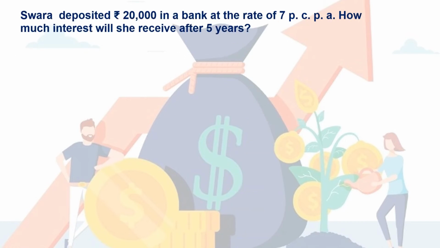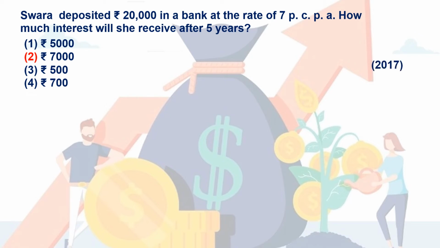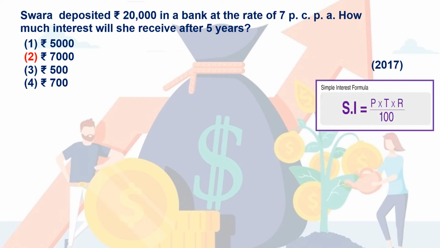Swara deposited rupees 20,000 in a bank at the rate of interest, that is 7% per annum. How much interest will she receive after 5 years? So principal is given to you, rate of interest is given to you and time is given to you. You have to find out the interest. Okay? So you have to use the formula and check which option is correct. If you haven't got the correct alternative, I will just show you how it is solved.